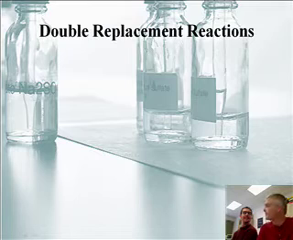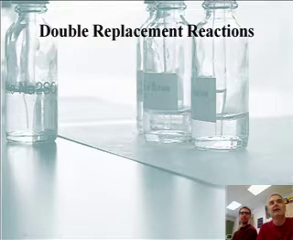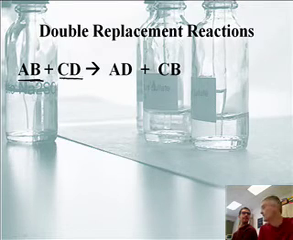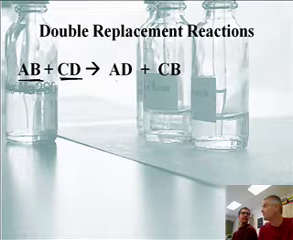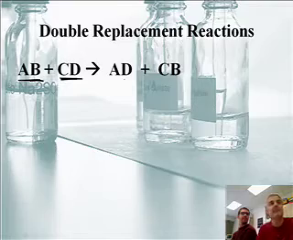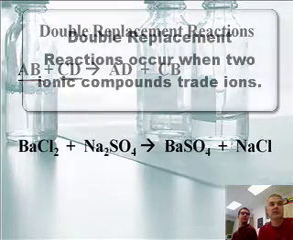Okay, the second last one is double replacement reactions. This is an interesting one too. We have AB plus CD makes AD and CB. There's another life lesson in here, I think. A takes B to the dance, and C takes D to the dance. When they get to the dance, they switch partners. They decide that they like the other person's partner and they switch. That's how that works.